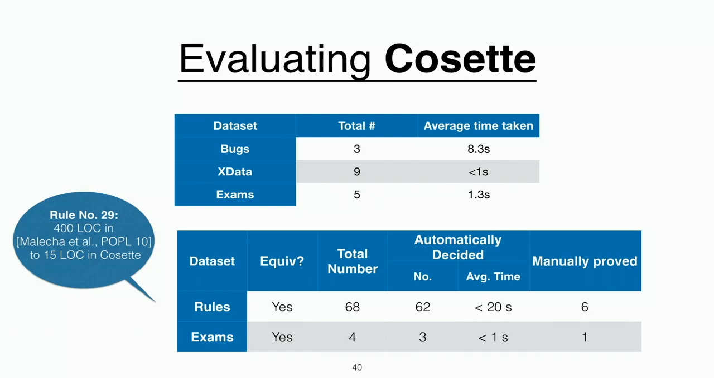Those equivalence SQL queries that need to be manually proved are all beyond the scope of UCQ, of course. Another thing worth mentioning is that for these equivalence SQL queries, the proof we find is usually pretty small. For example, it takes about 400 lines of code in the previous approach, while one example only takes 15 lines of proof in Cosette. The average proof size is roughly 20 to 30 lines of code.